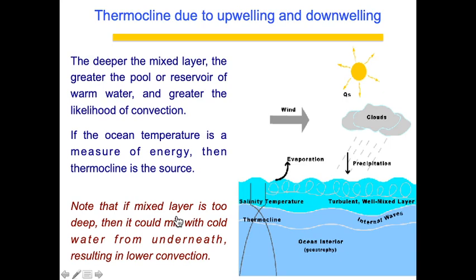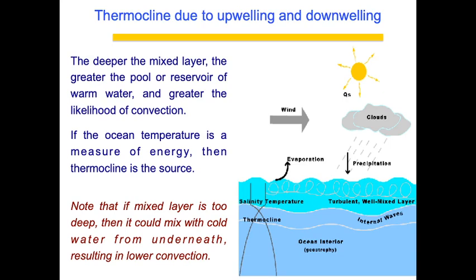Due to the upwelling and downwelling, the mixed layer is deeper. That means a greater pool of warm water is available in that region, and hence there is a good likelihood of convection. Since ocean temperature is a measure of energy, you have a lot of convection, but the thermocline is the source, because the thermocline determines how much energy is stored in that particular region.